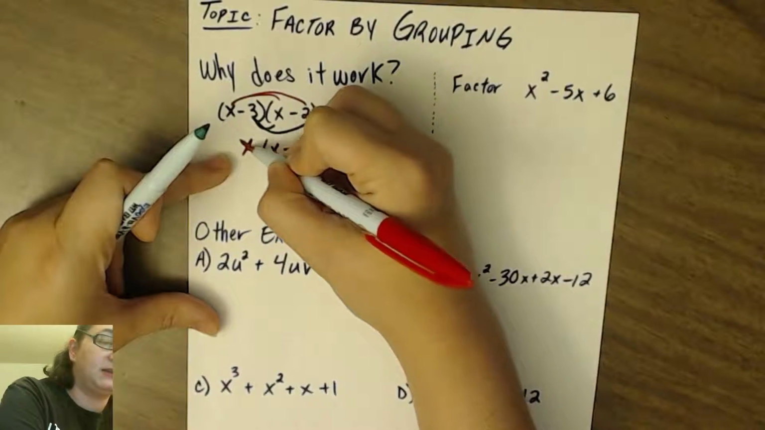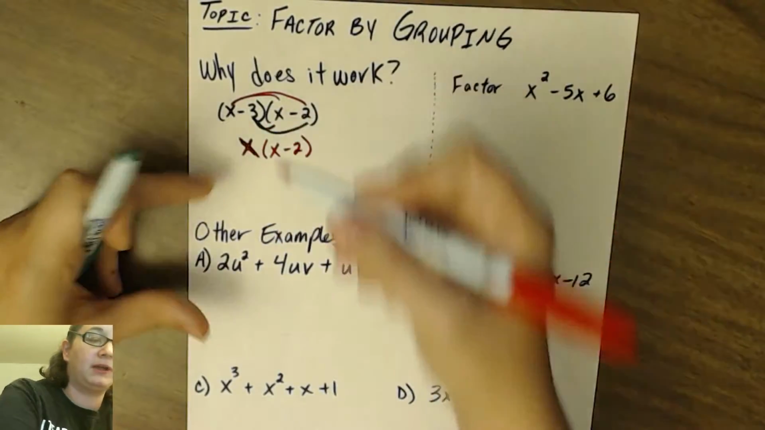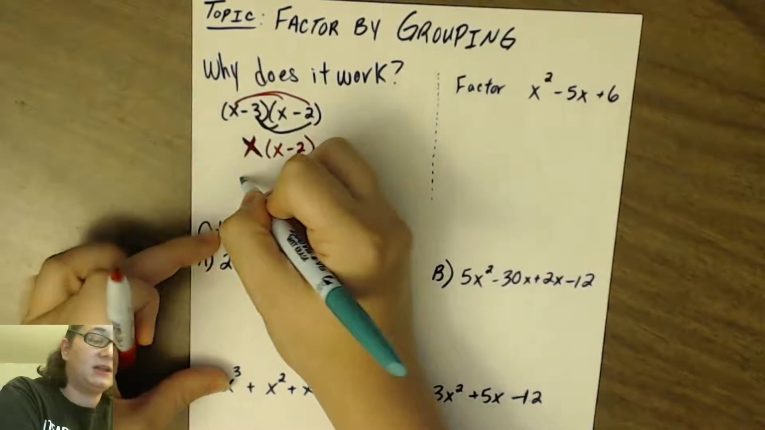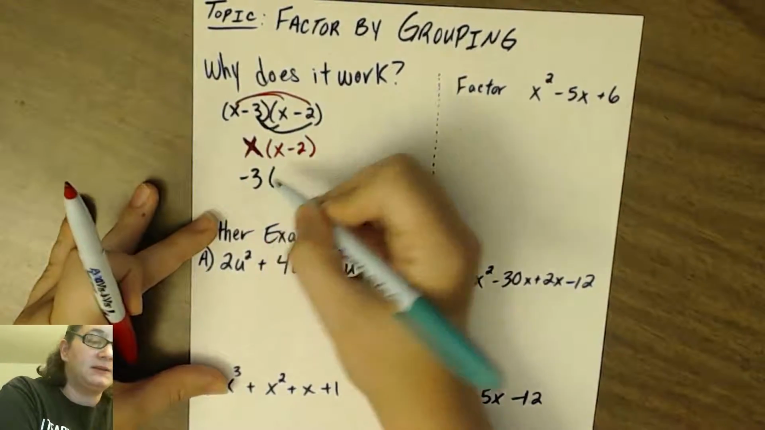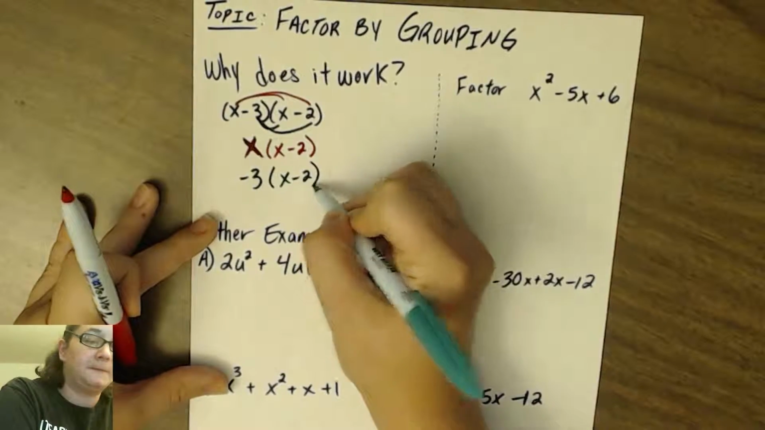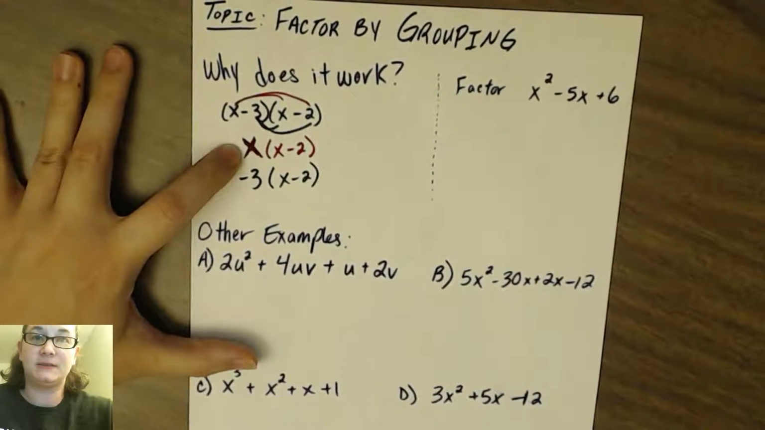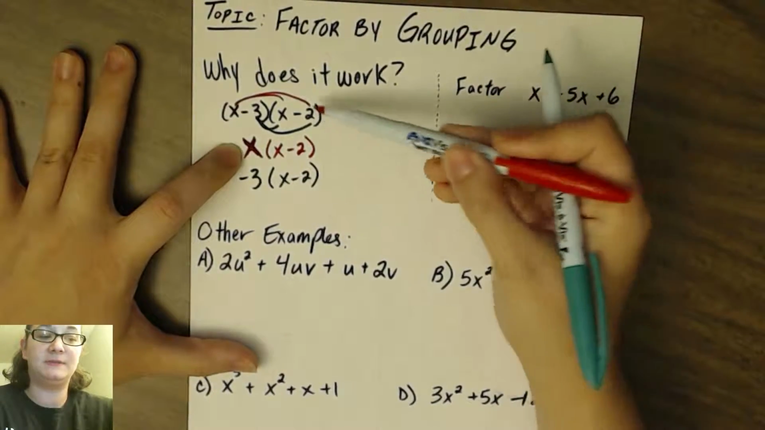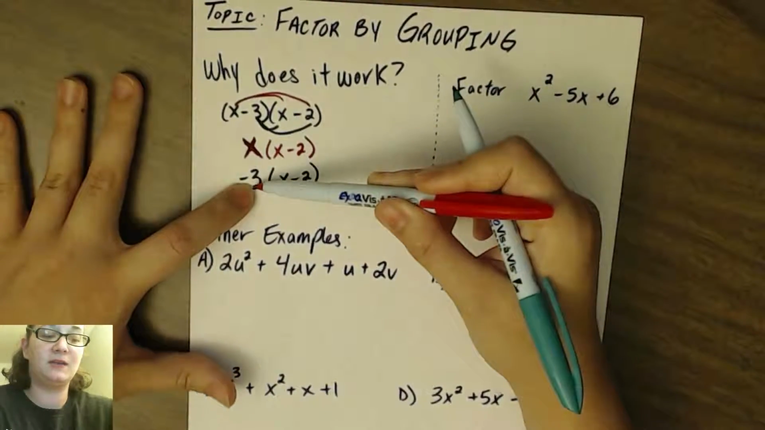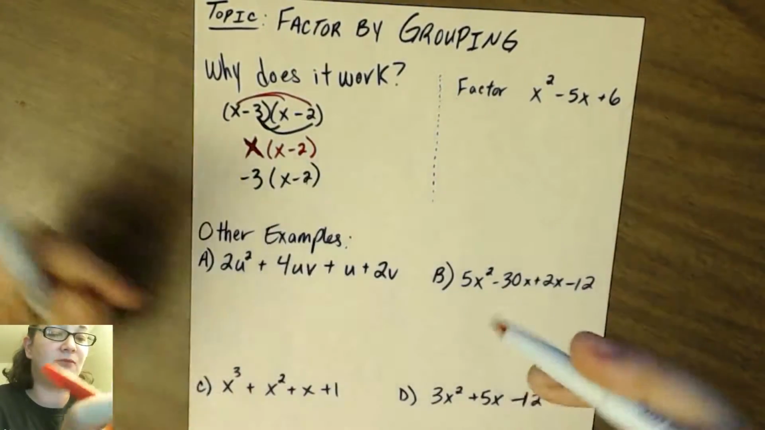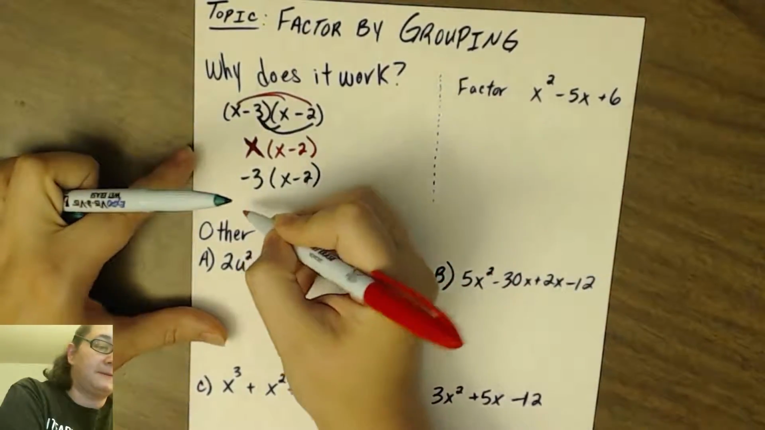And you might see someone break it out like that when they're showing you the work for it. And then I want this -3 times this x minus 2. So really I have an x times the quantity in the back, and the -3 times the quantity in the back. Well, you also might see that written like this.